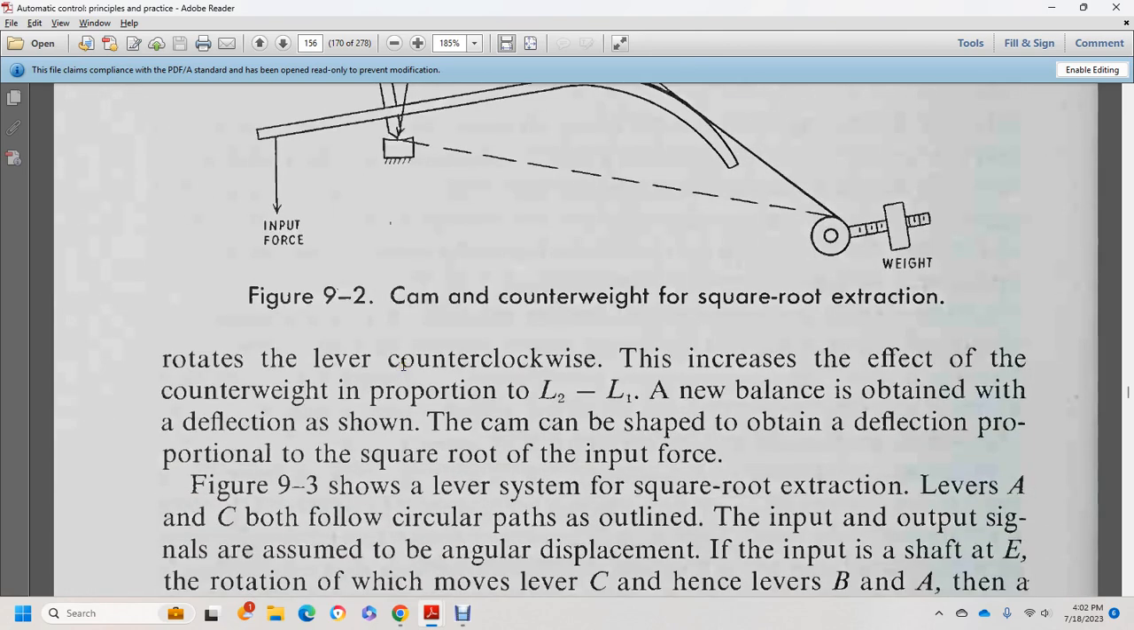Rotates left or counterclockwise to increase the effect with the counterweight, the portion load 2 minus load 1. New balance is obtained with the deflection shown by the cam, which should be obtained with the deflection proportional to the square root of the input force.